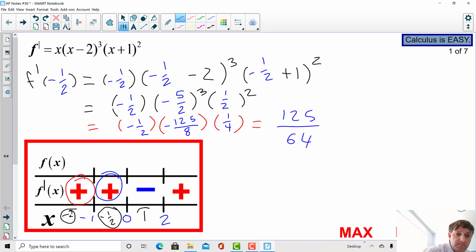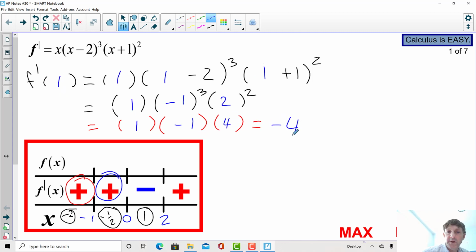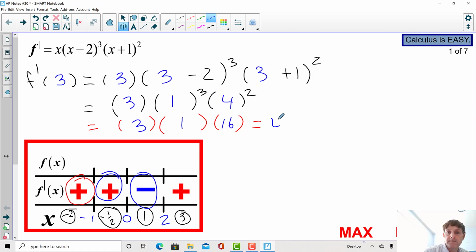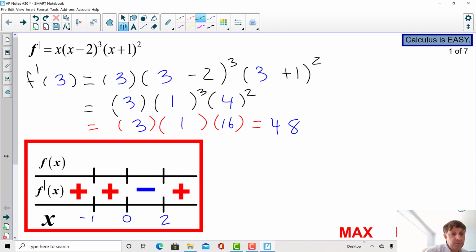Now let's plug in a 1. We get -4, so that's negative. Now let's plug in a 3. We get 48, so that's positive. Now what does this mean? If your derivative is positive, then that means your function is increasing. So we're going to be increasing on those intervals.